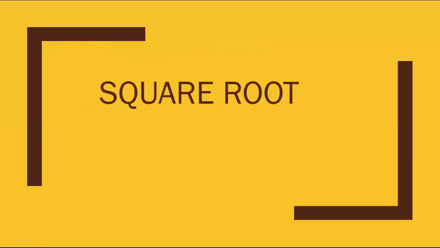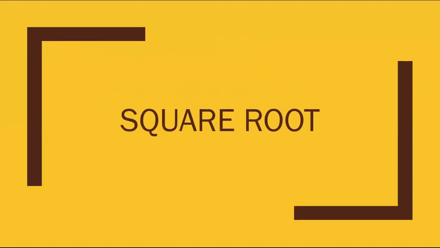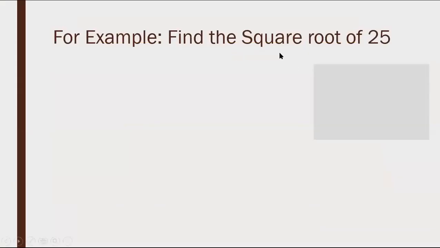What we have discussed in our previous session, we have discussed square root. For example, the question is find the square root of 25. Now this sign is called the radical sign. So square root of 25 we have to find over here.